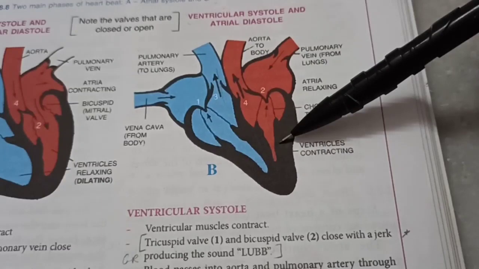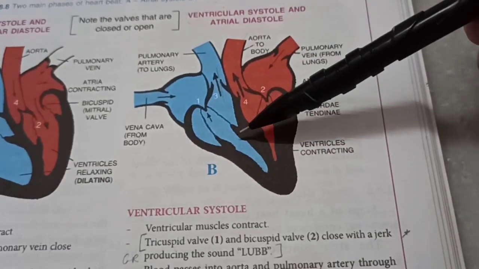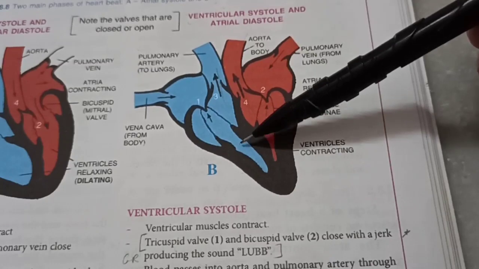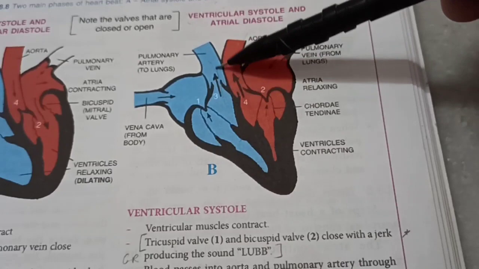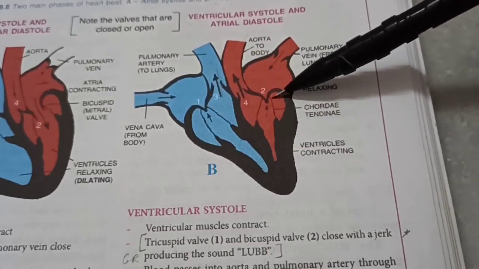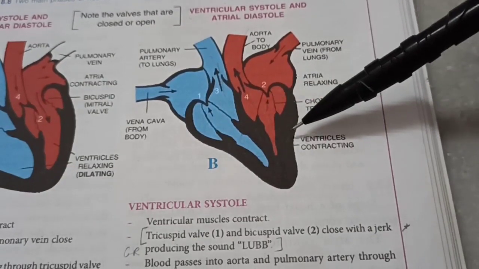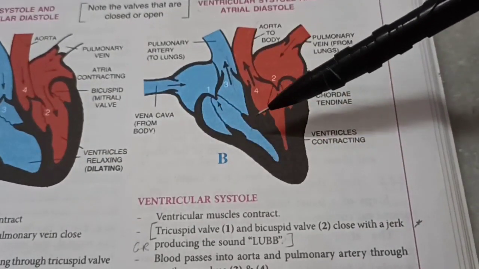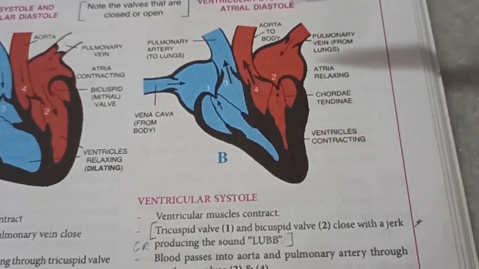So the left ventricle will pump the oxygenated blood to the aorta, which will take it to the whole body, and the right ventricle will carry the deoxygenated blood into the pulmonary artery, which will carry it to the lungs. And at that time, as I said, the bicuspid and tricuspid valves will close. This is also called mitral valve. And this closing produces a sound called lub. So this lub-dub sound is actually the closing of the valves, which we hear as the heartbeat.